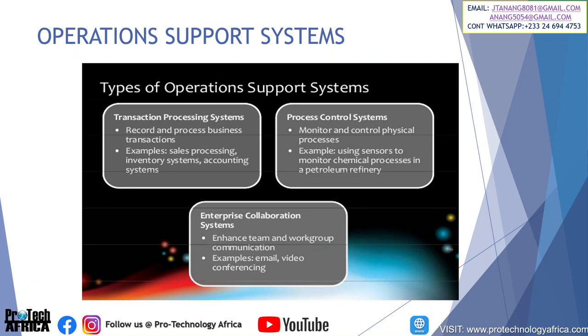So under the operation support system, we have the transaction support system that focuses on recording and processing business transactions. For example, we have the sales processing, we have the inventory system, and then we have the accounting system. So it means that this software or system has the ability to collect data based on the various transactions that occur within the organization.